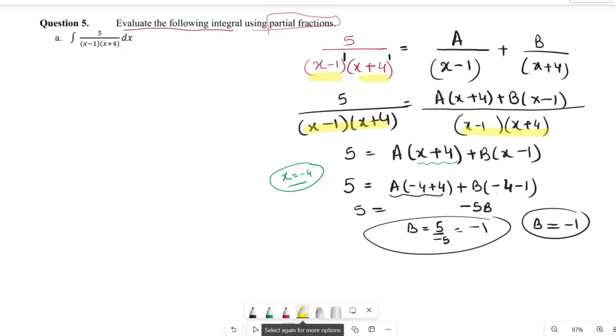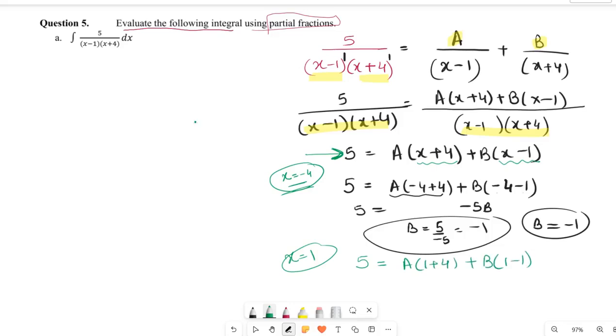We do need to find both A and B because we need to write the partial decomposition. We already worked x equal to negative 4. Let's try putting x equal to 1. I got that from the second factor here. When I put it in the same equation, on the left hand side, it's just 5. On the right hand side, 1 plus 4 times A, plus B times 1 minus 1, which is going to become 0. So basically 5 equals 1 plus 4, which is 5, times A. A will be 1. So we found both of these.